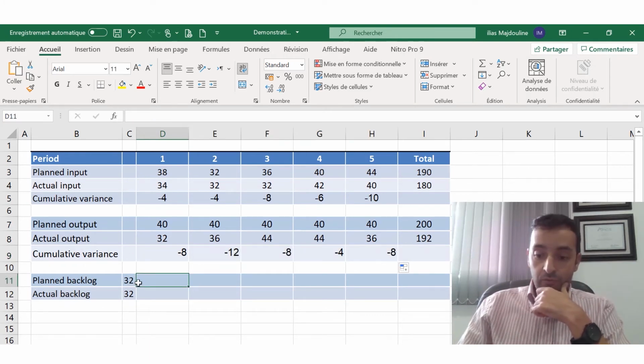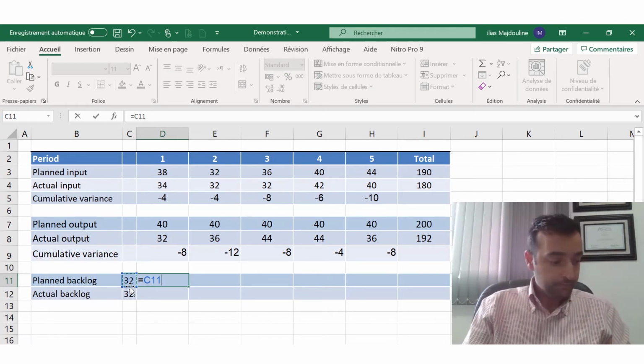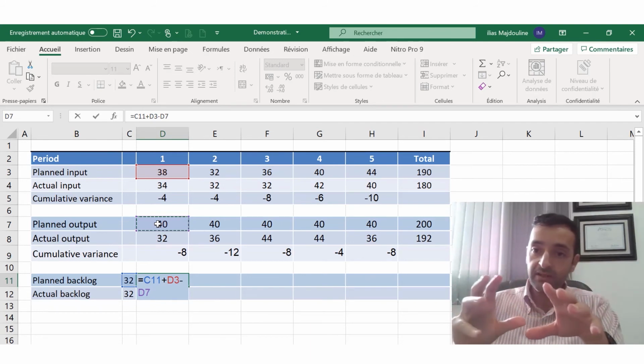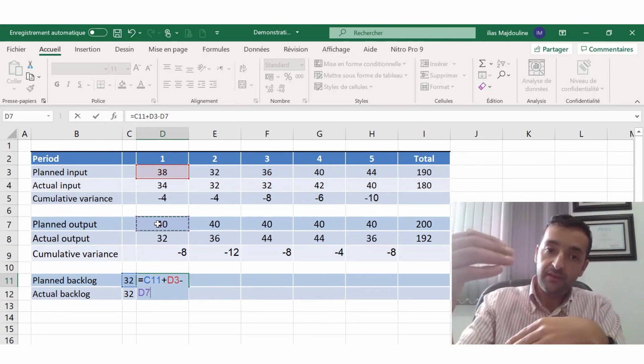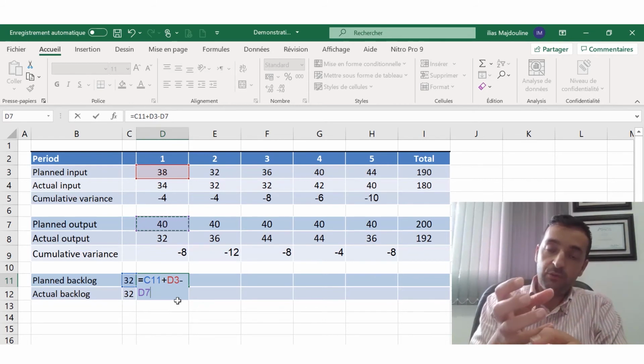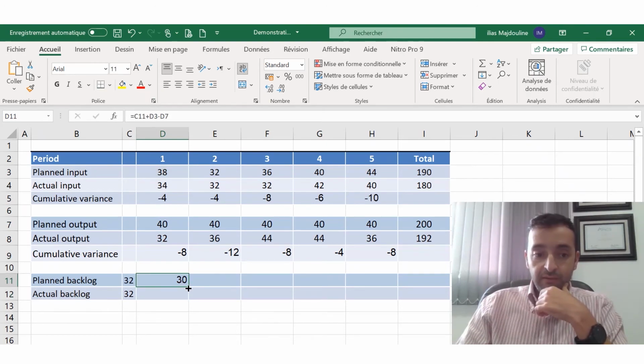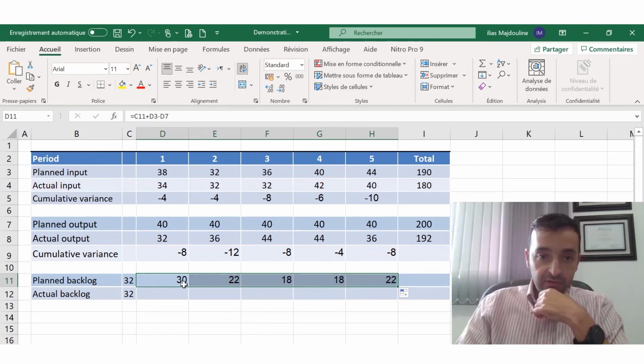The planned backlog. The planned backlog is the previous planned backlog plus the planned input minus the planned output, because the backlog is the queue. It's always the difference between the input and the output. So here in this case, we accumulated it to the previous backlog. So here we made our plan for the backlog, which will be 30 in the first day, 22, 18, 18, and 22.